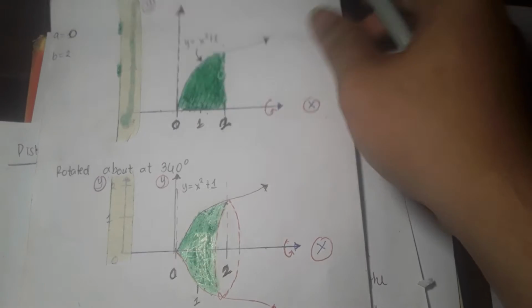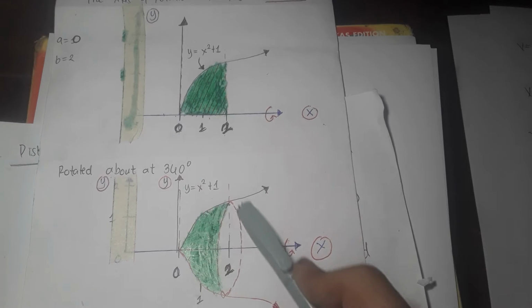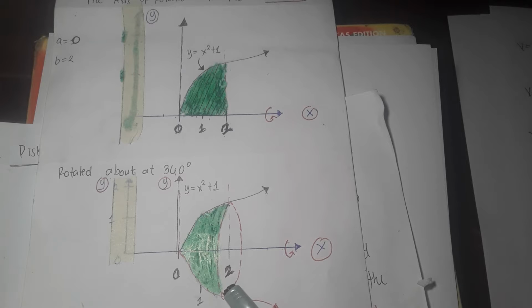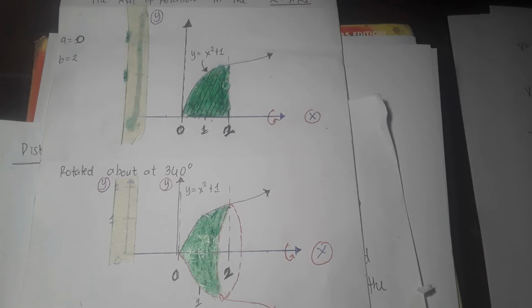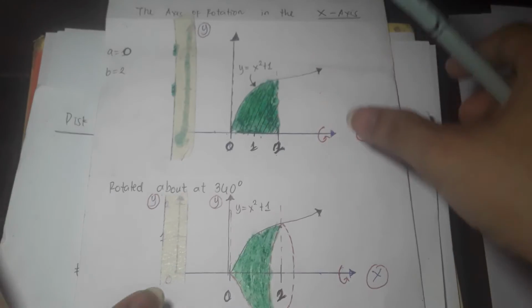So according to the given, 0 to 2, and then the axis of rotation is the x-axis. This would be the figure of the given problem. So let's calculate the volume of this figure by the given formula of this method, where the axis of rotation is the x-axis.